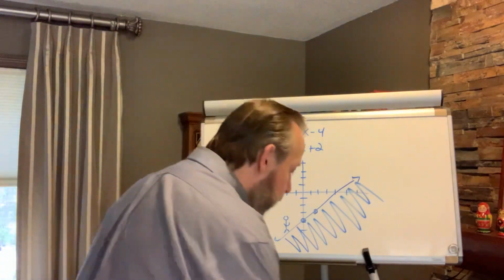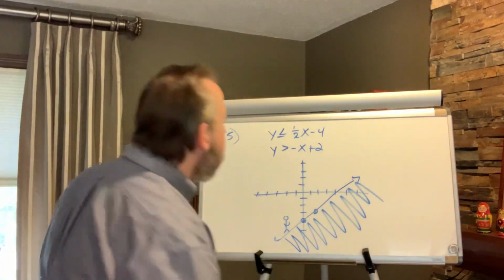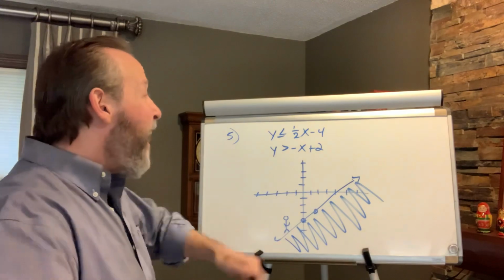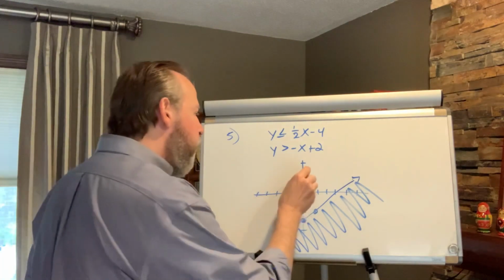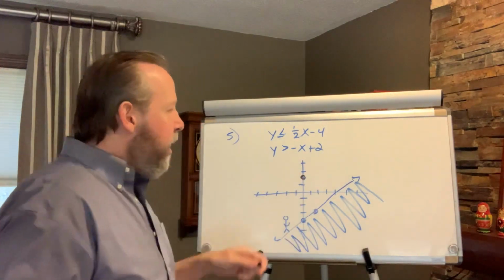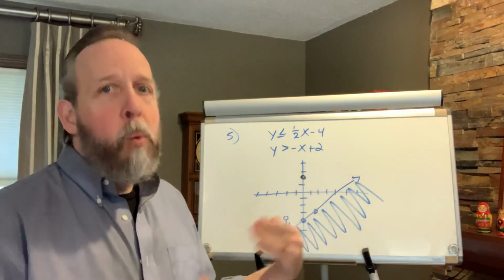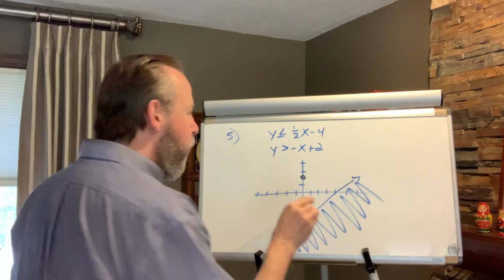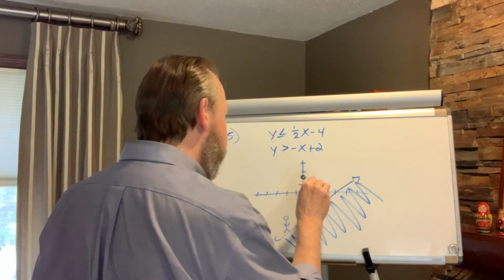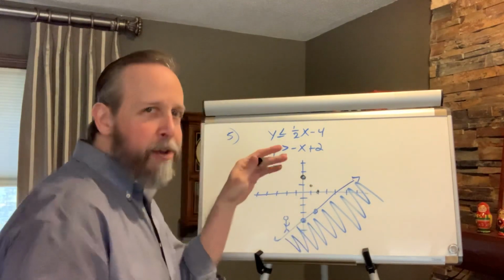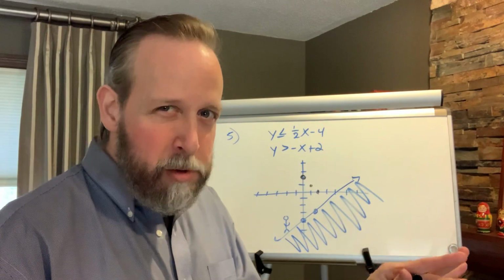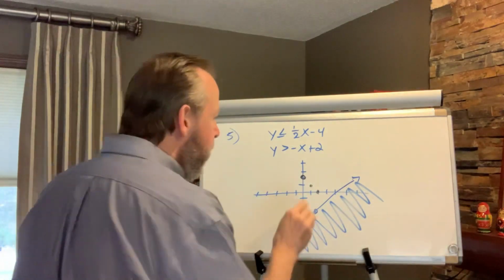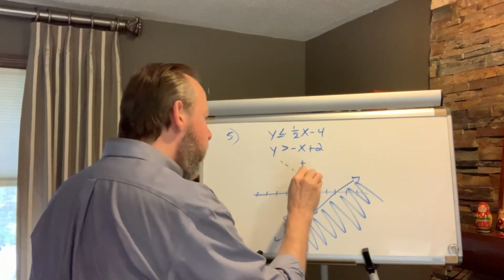All right, the other line we had has a y-intercept of +2. So right over here. Its slope is -1. Again, x isn't part of the slope. So it's -1. It goes down 1 over 1. So down 1, right 1, down 1, right 1. It says greater than, not or equal to. So it's a dotted line. So I'm going to put my dotted line here.